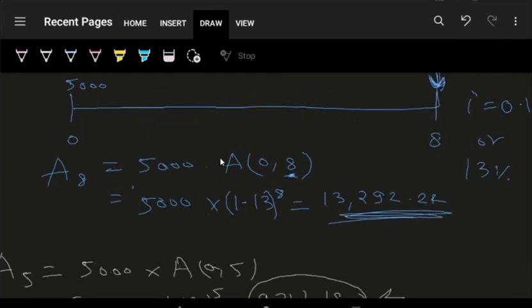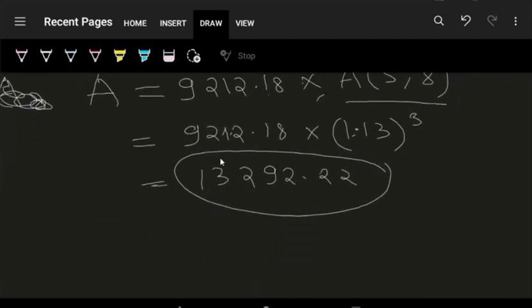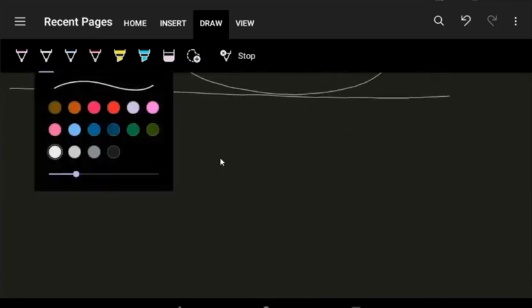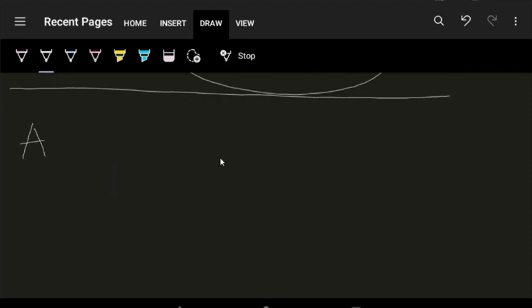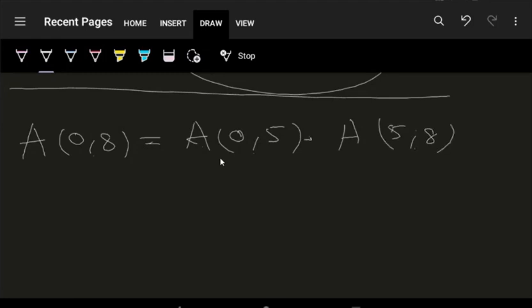So when you're using compound interest rate, it does not matter whether you reinvest the money or not, you will earn the same amount of money. So the principle of consistency says that a(0,8) is equal to a(0,5) into a(5,8). This means that whether you invest directly for the 8 years period or whether you invest first for 5 years and then again for 3 years, it does not matter in the compound interest rate setting.